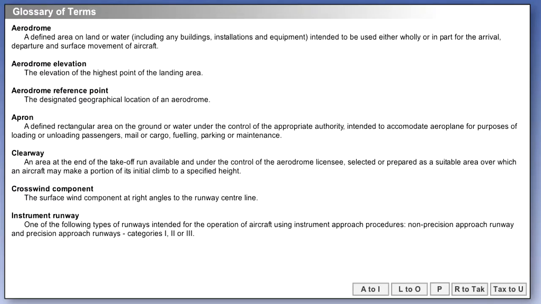Here we have included a glossary of terms associated with the topic of aerodromes that you must know.